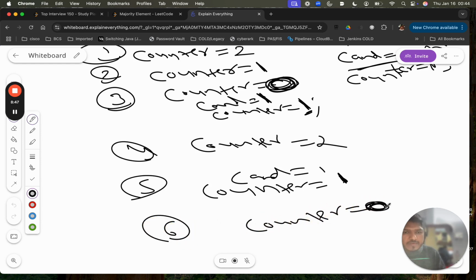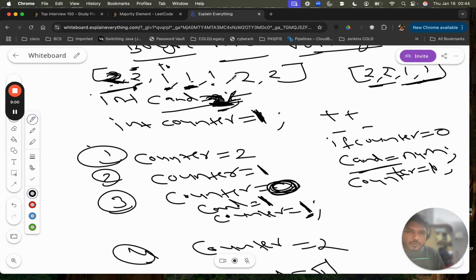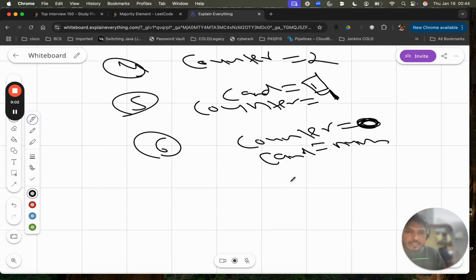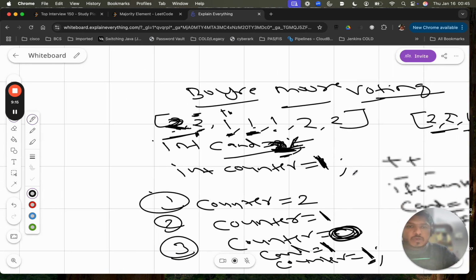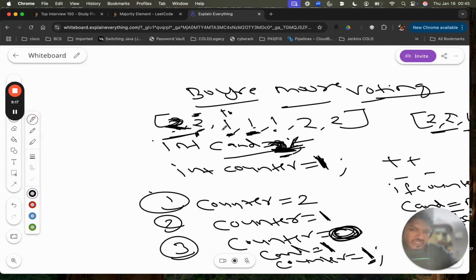And I have said that when the counter becomes 0, 1 is no longer a potential candidate. Who is going to be the candidate now? This 2, right? And I'll increase the counter. And we got our candidate. I'll return my candidate. So if you see who is the winner, it is 2. And if we see clearly also, 2 is the winner here.